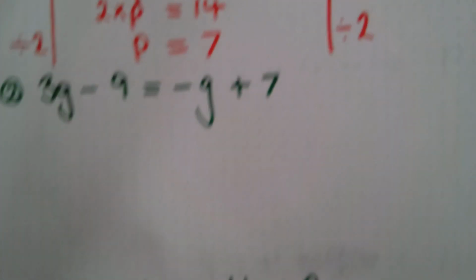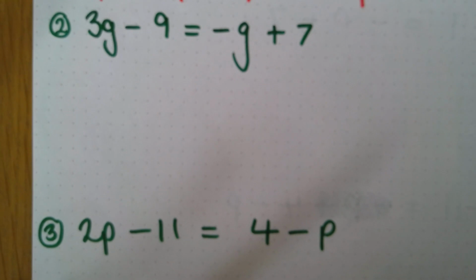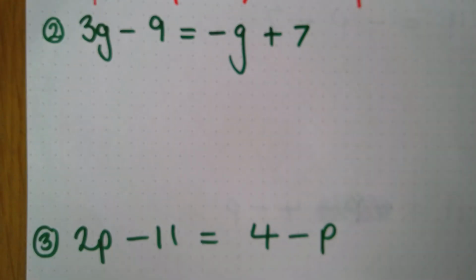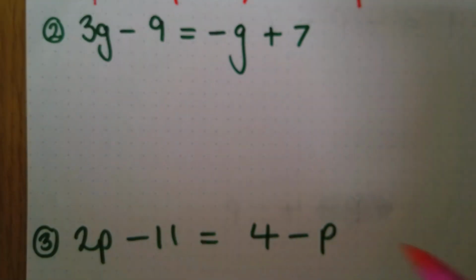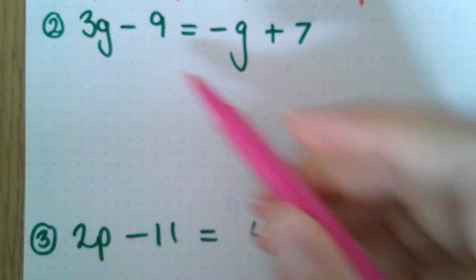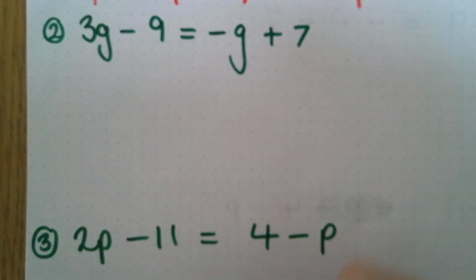So your next example, I would also copy this one down. They're all different and have different reasons why I'm showing you. So 3g take away 9 is equal to negative g add 7. This g doesn't have anything written before it.